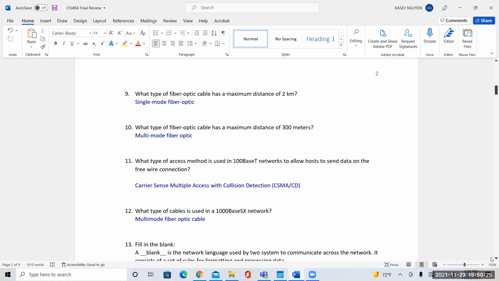412. What type of cables is used in 1,000 base SX network? So whenever you see the X in there, you know that it is fiber optic.